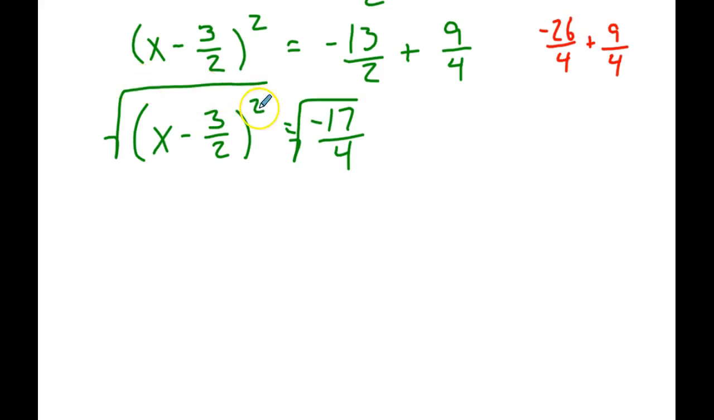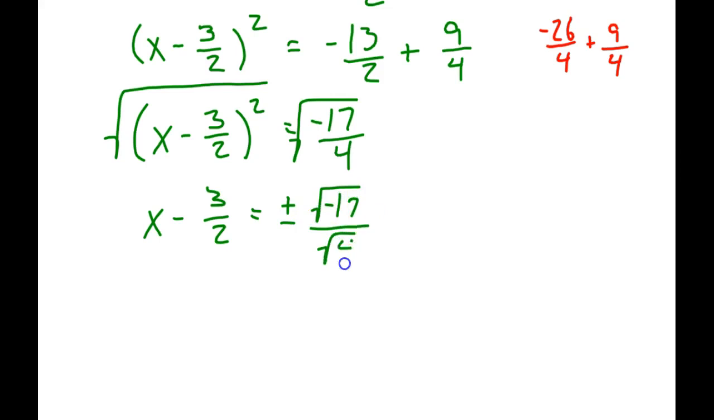When we do that, the square root and the squared cancel out, leaving us with x minus 3 halves equal to plus or minus radical negative 17 over radical 4. Remember, when we're having square root properties, if we're taking the square root of a fraction, we can break that up into the square root of the numerator divided by the square root of the denominator. And also, when we're taking the square root of a variable squared, we have to account for the positive and the negative result.